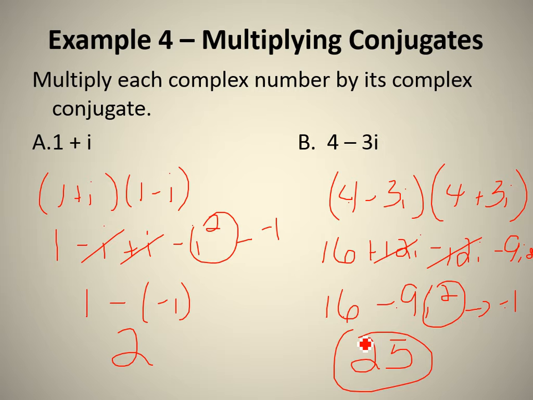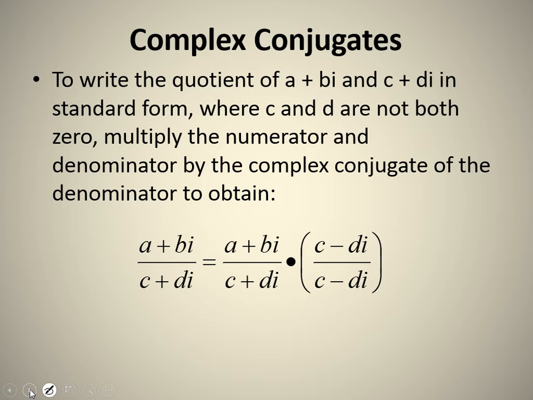So that is essentially what happens when you multiply a complex number by its conjugate. You're going to get a real number answer when you do that multiplication there. So in terms of what we use complex conjugates for, we're going to use them to remove the imaginary unit from the denominator of a fraction.